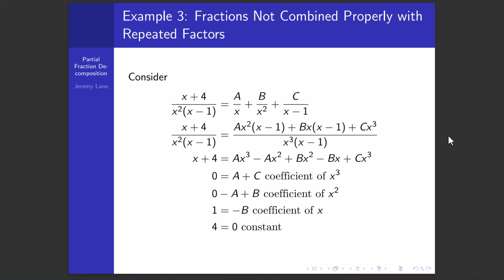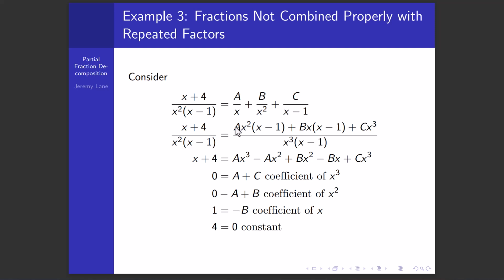Now here we have another one that has repeated factors. So here we have x plus 4 divided by x squared times the quantity x minus 1. If we expand this out properly, we have a over x plus b over x squared plus c over x minus 1. Combining these fractions, we have x plus 4 over x squared times the quantity x minus 1.